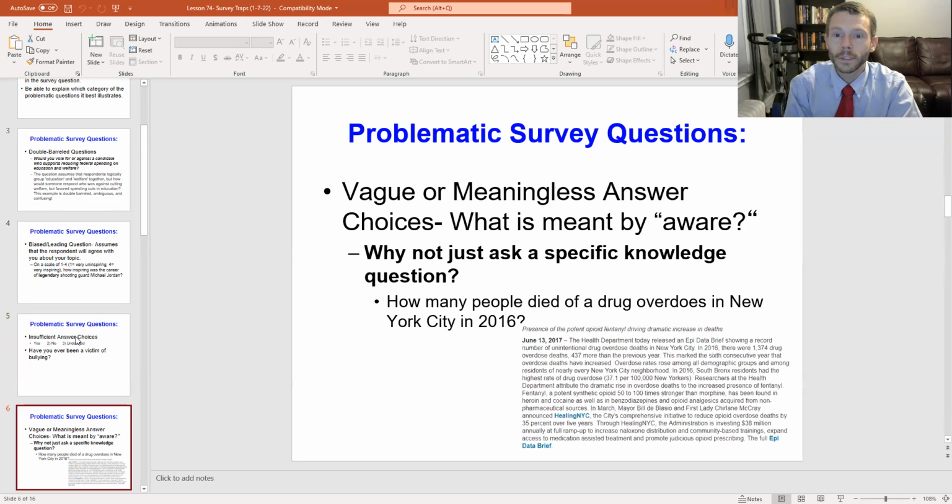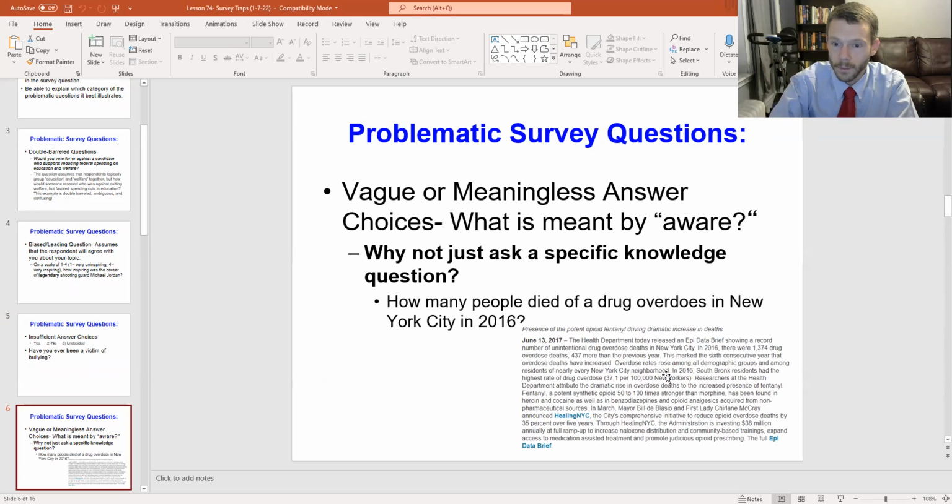The next survey question that's problematic is vague or meaningless. So for example, the question is asking about awareness of drug overdoses. So why not just ask a specific knowledge question? So for example, how many people died of drug overdoses in New York City in 2016?